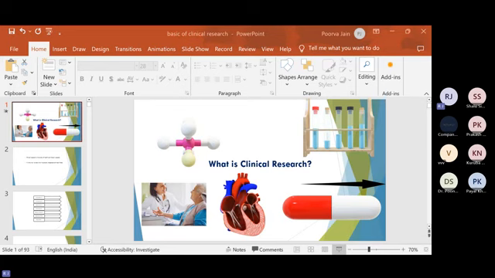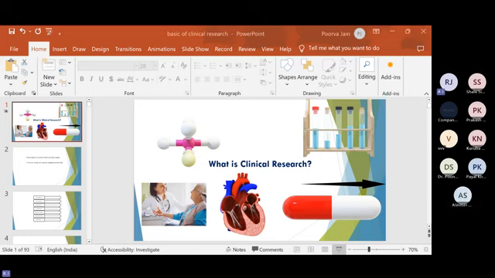As I said, in treatment research, we try to identify the various treatments for a particular illness. Now, how do we determine that a particular treatment, medication, device, diagnostic procedure, or surgical procedure is safe and effective? How are we going to determine it?